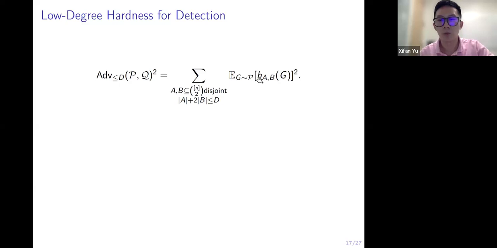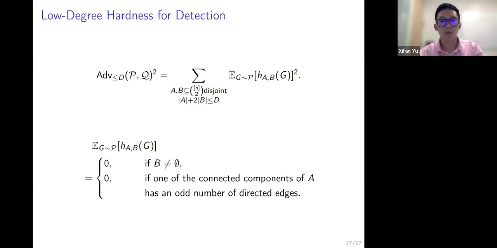basis elements H_AB with degree at most D, and we sum over their first moment under the planted model squared. And further, we show that the expectation of H_AB under the planted model is 0 whenever B is not empty, or if one of the connected components of A has an odd number of directed edges.